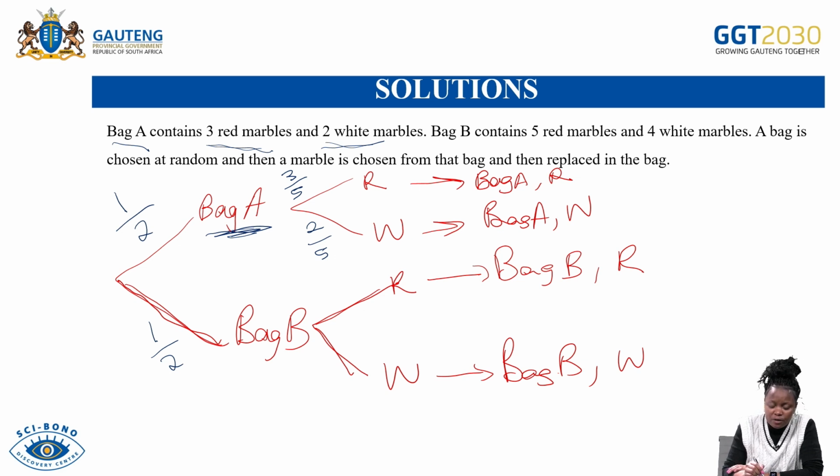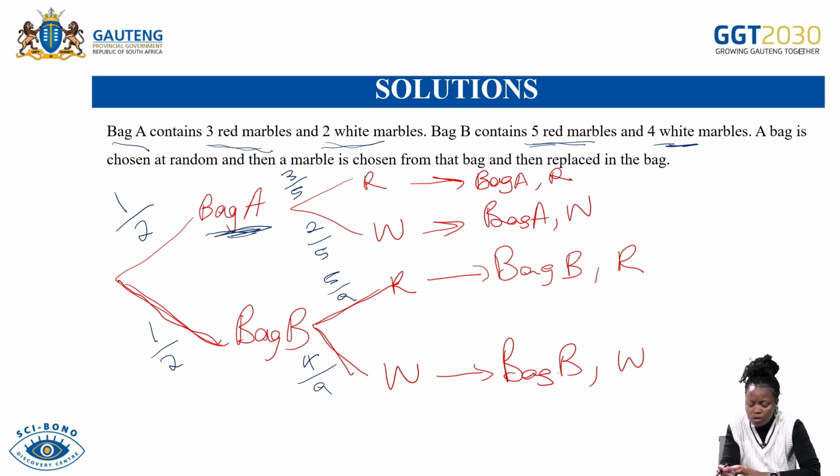What is the probability of getting the red marble in bag B? Red marbles in bag B, there are 5, out of how many? It's going to be this 5 plus this 4, which is 9. Okay, and then again you move. What is the probability of getting the white marbles in bag B? It is going to be 4 out of 9 marbles. Then you get your full marks just for doing that.